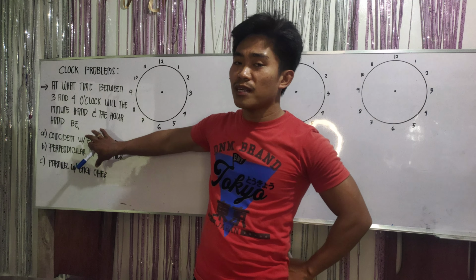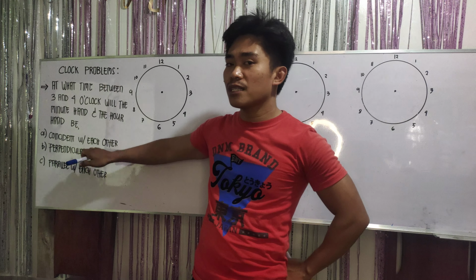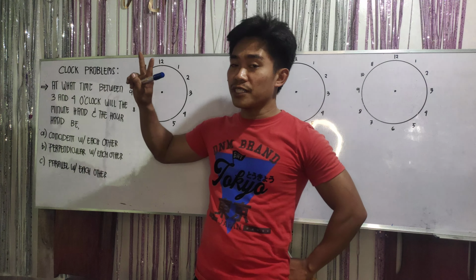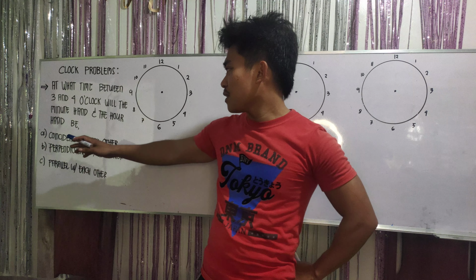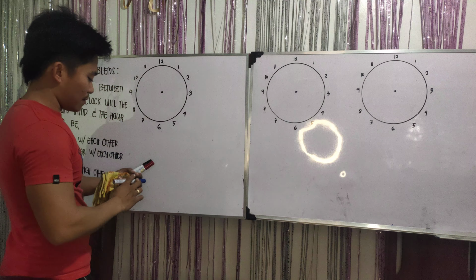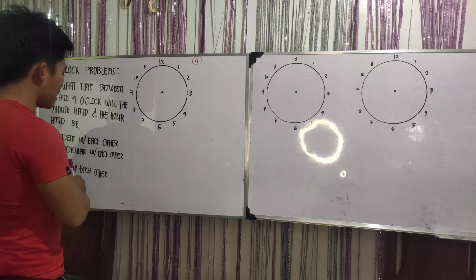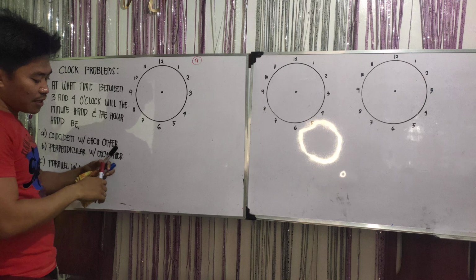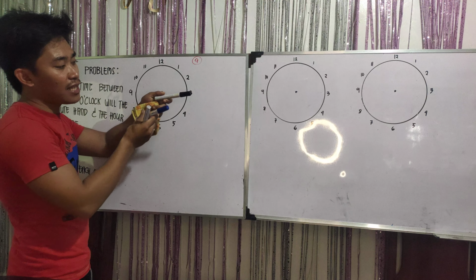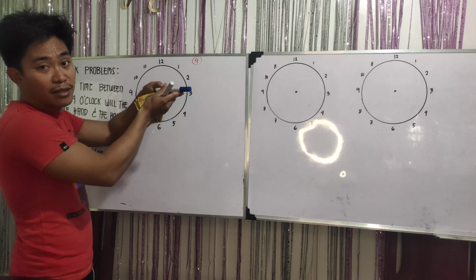For this problem, I'll just note that they will be coincident with each other for the first time. Now, letter A. When we say coincident, it means your hour hand and your minute hand would be in the same line.